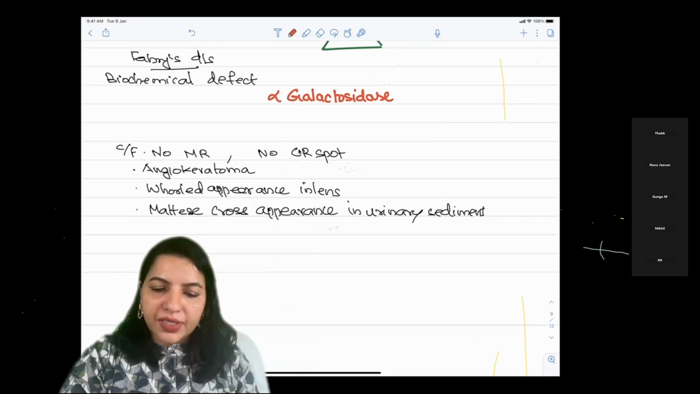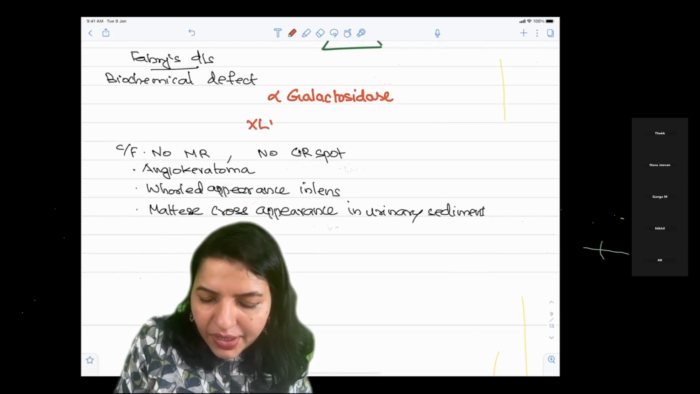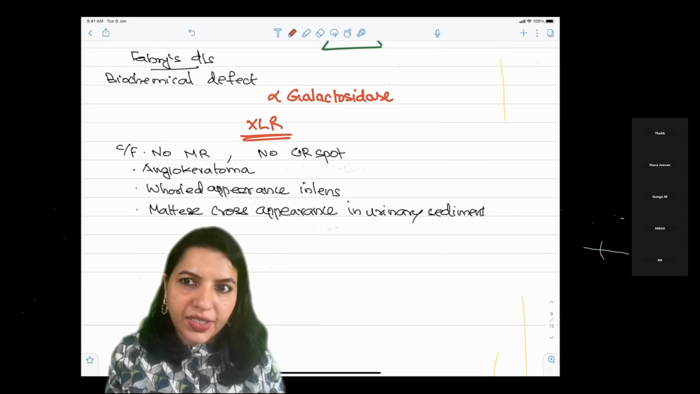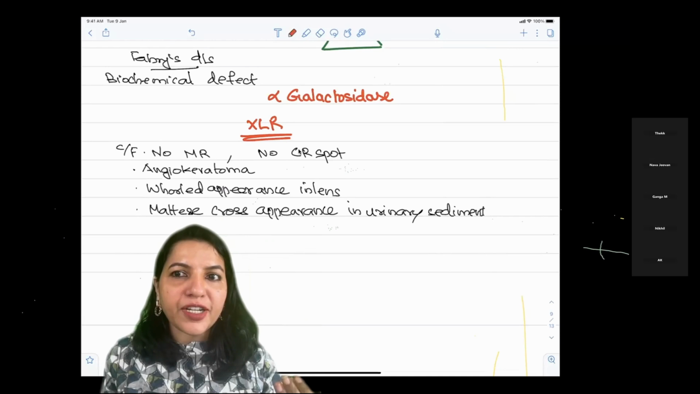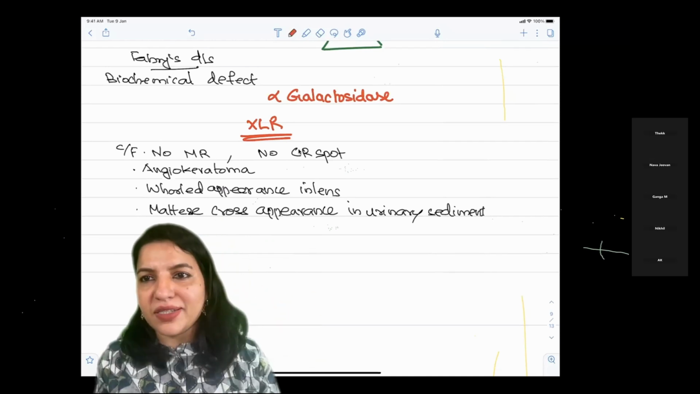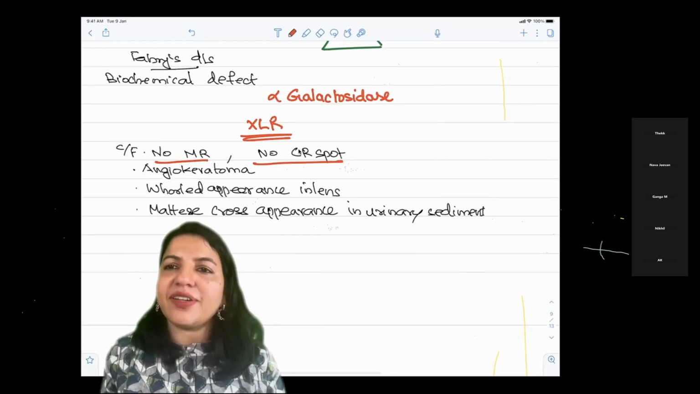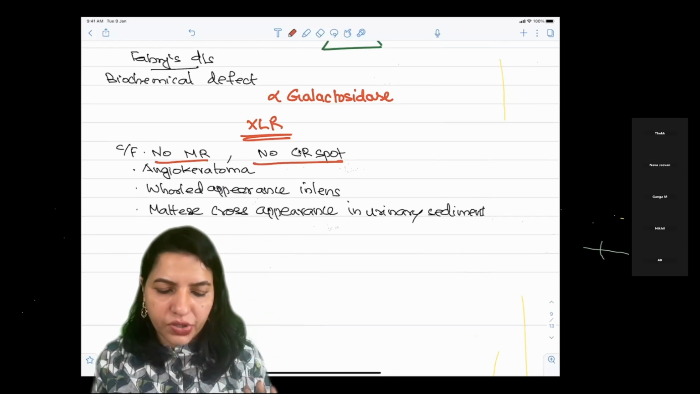So Fabry's disease has some peculiarities. It is an X-linked recessive disorder, which means only males are affected. Then there is no mental retardation. There is no cherry red spot, just like in the case of Gaucher's disease.